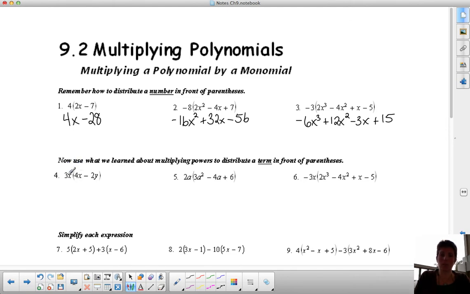And we're going to use what we learned about multiplying powers to distribute a term in front of parentheses. So now it's a term, not just a number, not a constant, but that monomial is now a whole entire term. So when we do 3x times 4x, we'll do our numbers: 3 times 4 is 12. But x times x gives me x squared. And then when I do my second part of my distribution, 3x times negative 2y is going to give me negative 6xy. So we're going to have problems like we had in Chapter 8, except now we have 2 of them to worry about.